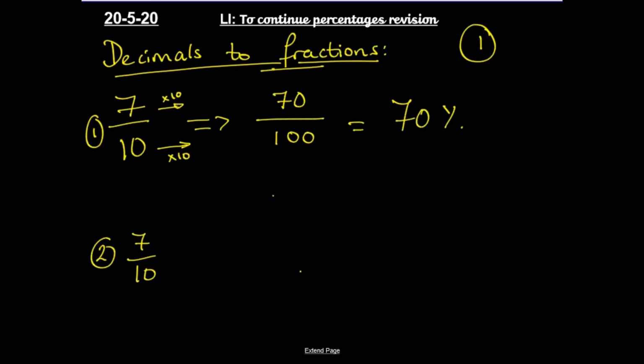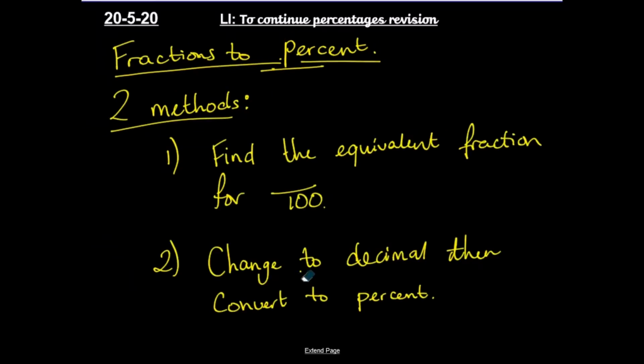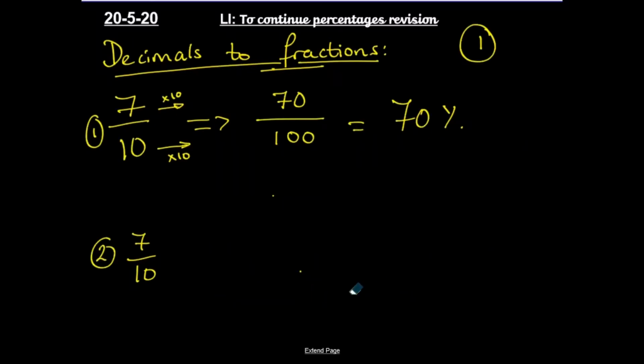Now, the second way, which would be more complicated in this area, but much easier in different areas, is to divide. And that is what that second method is there. Change it to a decimal and then convert it to a percent. So 7/10, I need to change that to a decimal number. So what I would do here is take my 7 and divide that by 10. 7 divided by 10. Now, obviously this is straightforward, but let's just go through the bus stop method anyway for future reference. So 7 divided by 10.